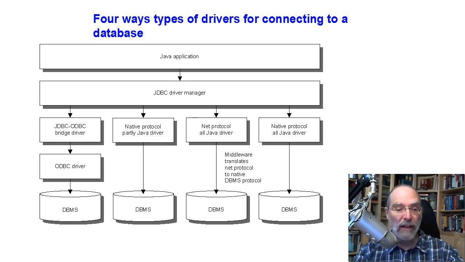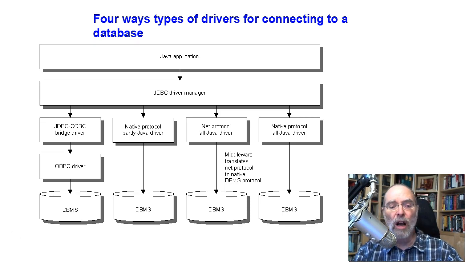In the early days of Java, there were 4 different types of drivers. They still all exist. For instance, the first one on the left, JDBC ODBC, allowed Java to connect with an older technology for managing relational databases. The second one, called Native Protocol Partly Java, well, here is a driver that not only had a Java component, but likely had a component written in another language, possibly C or C++.